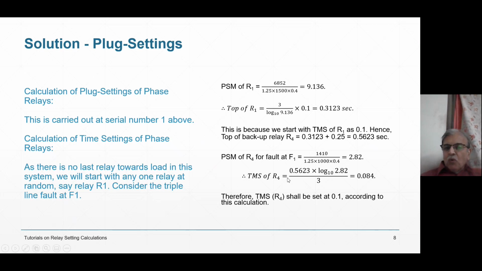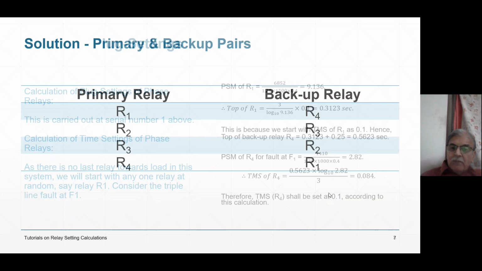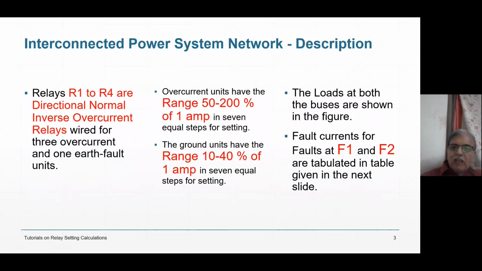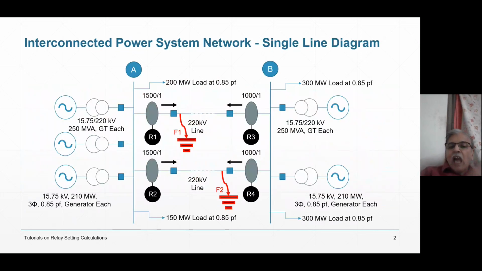The TMS of R4, therefore, is 0.5623, which is the required time of operation, and 0.084 means the next available 0.1 I am selecting. That means TMS of R1 I had started with assumption 0.1, TMS of R4 I am calculating 0.1. Therefore, my dear friends, once again going back to this figure, R1 I assumed 0.1, R4 with proper discrimination margin I have calculated 0.1. R1 and R2 are the same, so R2 is also 0.1. R4 and R3 are the same, R3 is also 0.1.